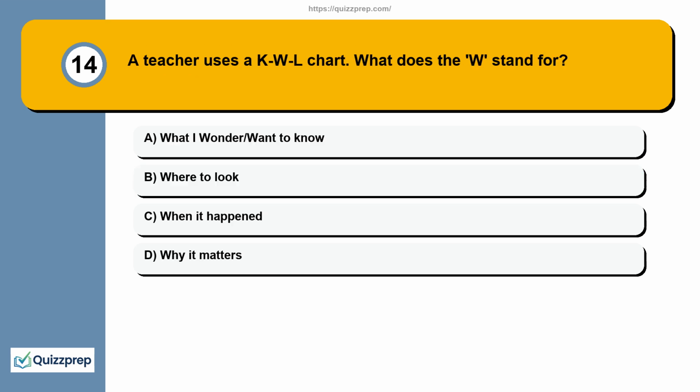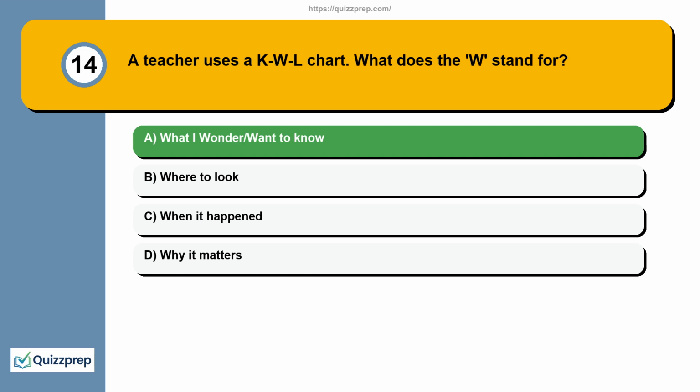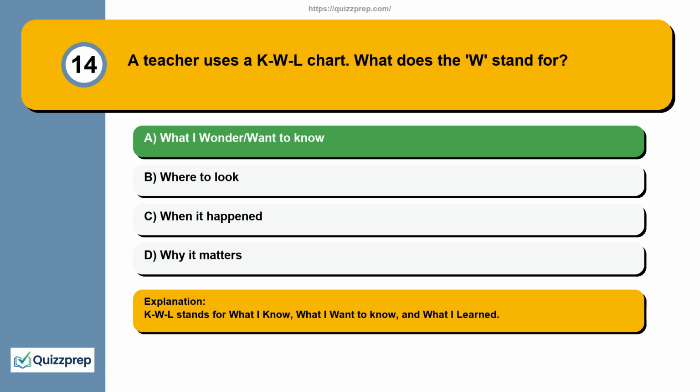Question 14. A teacher uses a KWL chart. What does the W stand for? Here are your options. Option A. What I wonder or want to know. Option B. Where to look. Option C. When it happened. Option D. Why it matters. The correct answer is option A. What I wonder or want to know. Explanation. KWL stands for what I know, what I want to know, and what I learned.